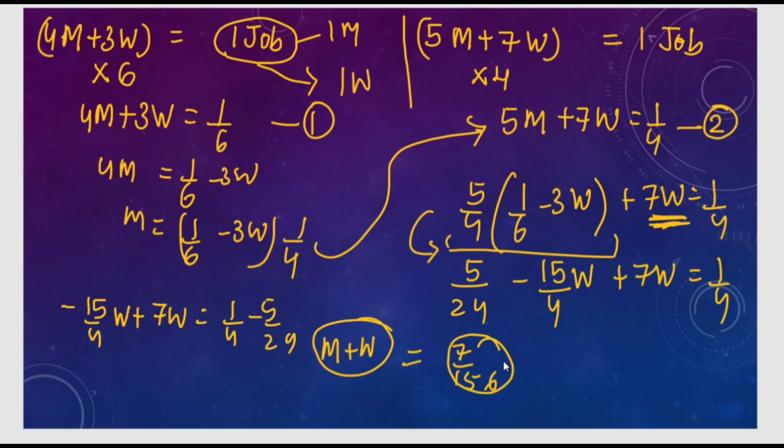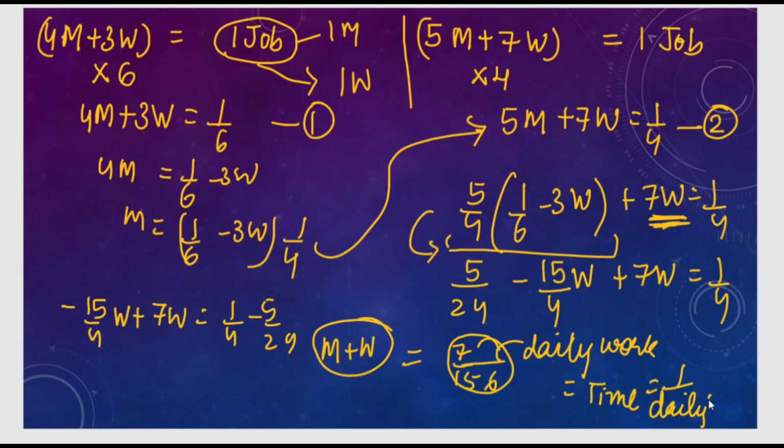This is my daily work. But when it comes to time, time will be 1 upon daily work. Okay, keep in mind, time will be 1 upon daily work. So the time will become 156 upon 7, and it comes to approximately 22 days. Okay, you got the steps, beta? You got the steps, na?